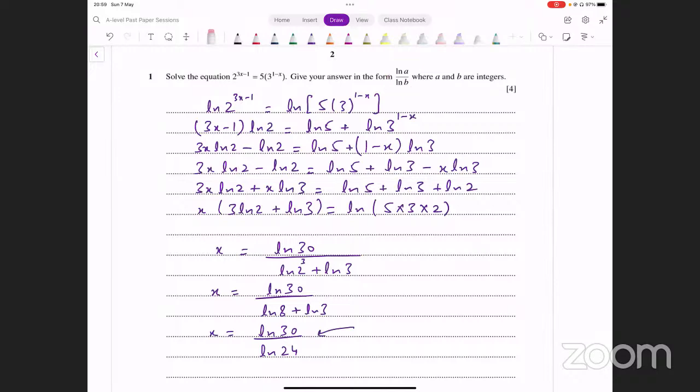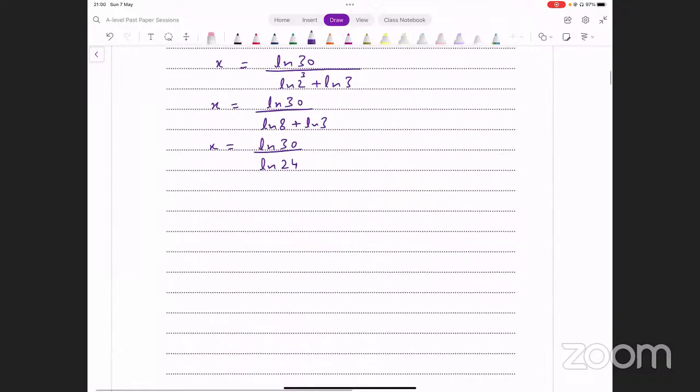You don't have to simplify this. You just leave it as it is. And that's your final answer. Okay? You cannot do anything after this. इससे आगे कुछ नहीं करना. ठीक है? This is your final answer. Do not convert this to decimals. Okay, that's not allowed.